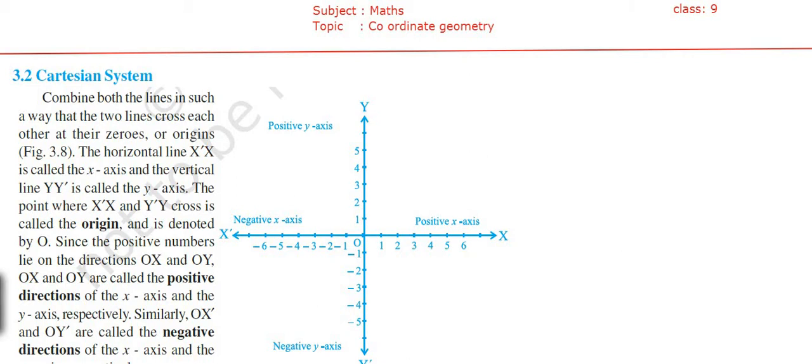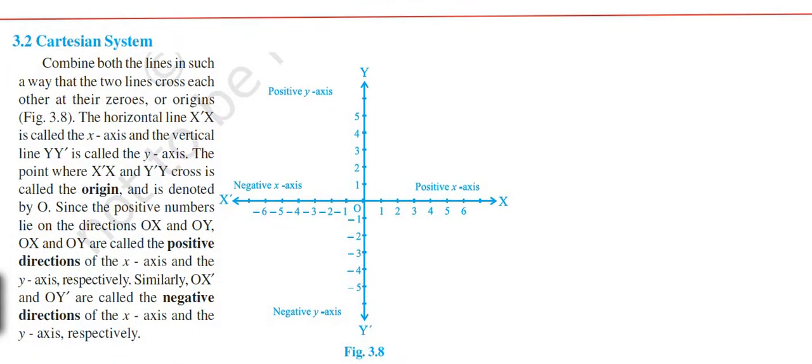Good morning, dear students. In the last class, we discussed coordinate geometry, and also we completed the first exercise 3.1. Now we'll move to the next topic. This is the Cartesian system. So, what is this Cartesian system? Here two number lines, which are mutually perpendicular to each other, form a Cartesian system.